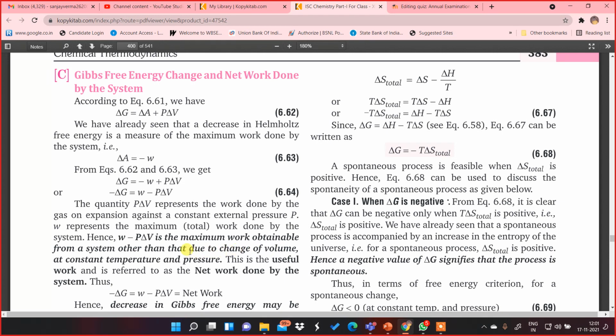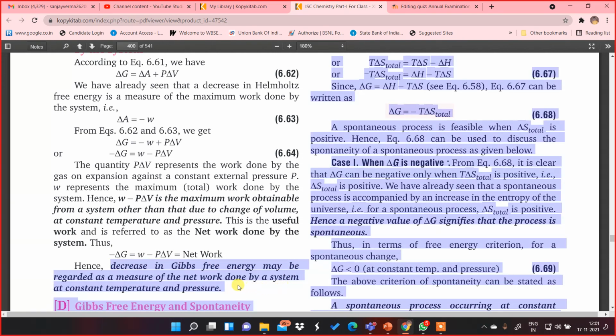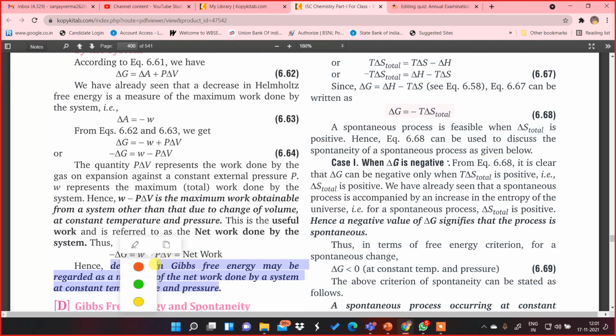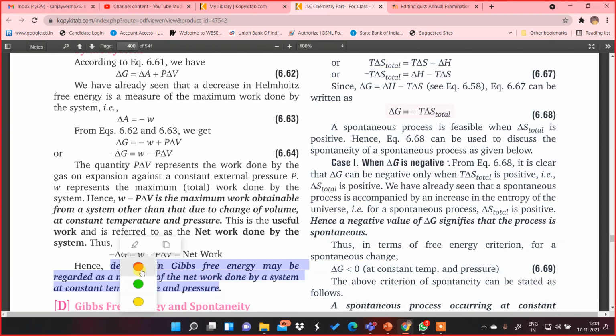So if you look at this, for the maximum work obtainable, there has to be a decrease in the Gibbs free energy. So please underline this sentence. Decrease in Gibbs free energy may be regarded as a measure of the net work done by the system. So for the net work done by the system, we have to remember there has to be a decrease in the Gibbs free energy, which is regarded as a measure of the net work which is done by the system at constant temperature and pressure.